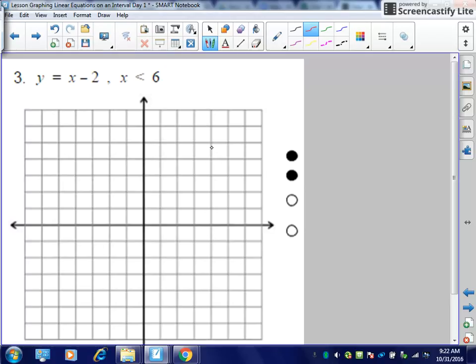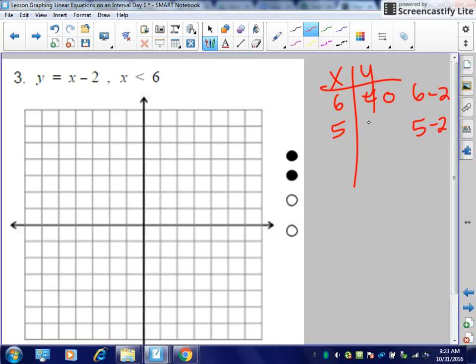Okay, so this one says y equals x, and then we're going to subtract 2. So it says less than 6. So first of all, make yourself a table. Okay, this is going to be the first one we plug in. So we're going to do 6 minus 2, and that's 4. And I've got to look to see if it's going to be closed or open, and this first one's going to be open. Okay, and then I need to pick anything less than 6. Well, I'm just going to pick 5. Okay, so what's 5 minus 2? Okay, that's going to be 3. And that's going to be closed.